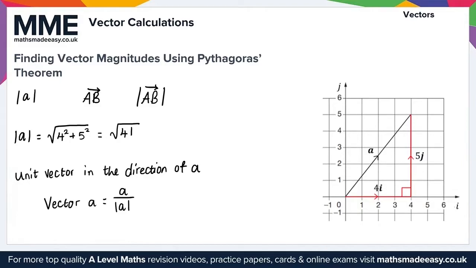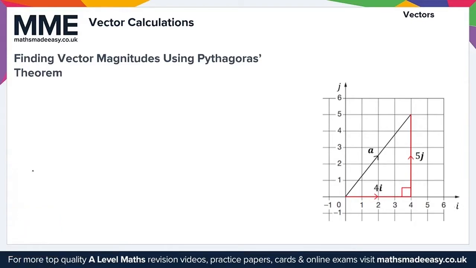So let's take a look at a brief example here. If we clear our previous work, let's say we want to find the unit vector in the direction of m equals minus 3i plus 6j. Well, the first thing we need to do is just find the magnitude of m. Remember, this is just a simple application of Pythagoras' theorem. So this is the square root of minus 3 squared plus 6 squared.